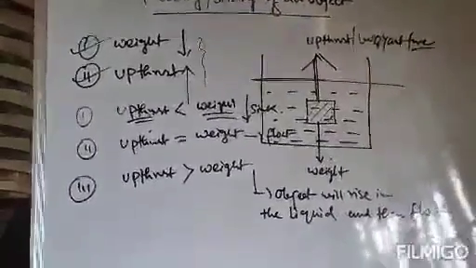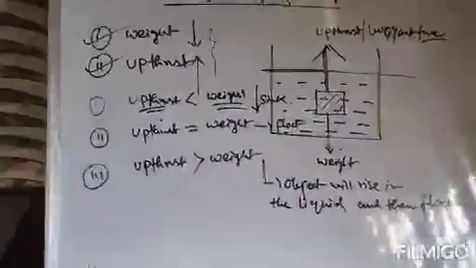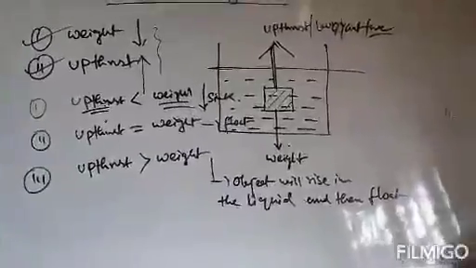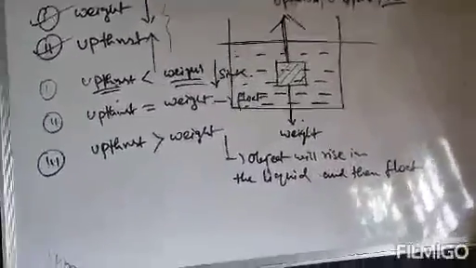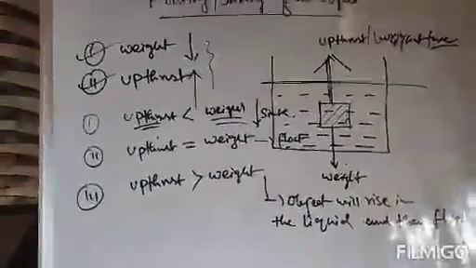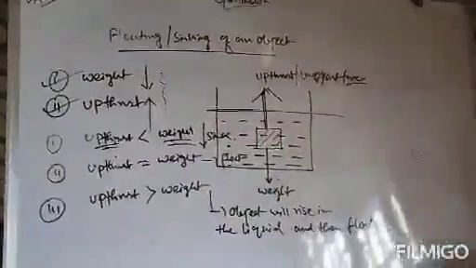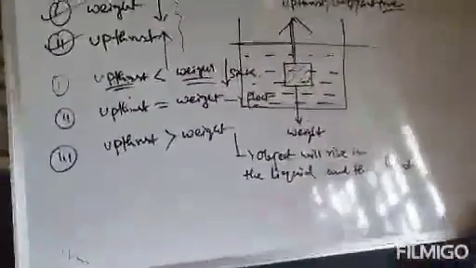And when the upthrust or buoyant force given by the liquid is more than the weight of the object, then the object will rise first and then it will float. So three conditions are there for floating or sinking of any object. Clear? This is the important concept. Just learn very carefully. Next, density of the liquid.